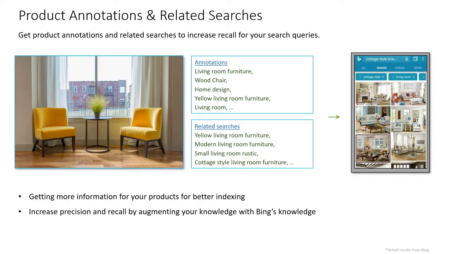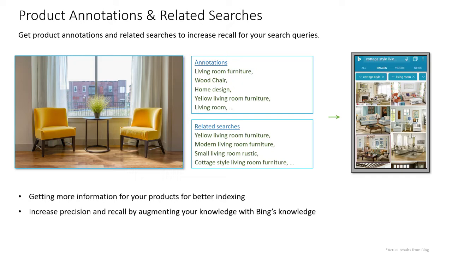This is another scenario. The previous scenario was more about the demand side, where a user is coming and trying to search for products. This is more about the supply side. Let's say you are a retailer and you have a lot of merchants uploading images and catalogs. Typically those merchants do not have a lot of incentive to provide all the information about their products. So you can automatically identify what kind of things are available within the image. Here you understand that it's living room furniture, yellow living room furniture, and so on.